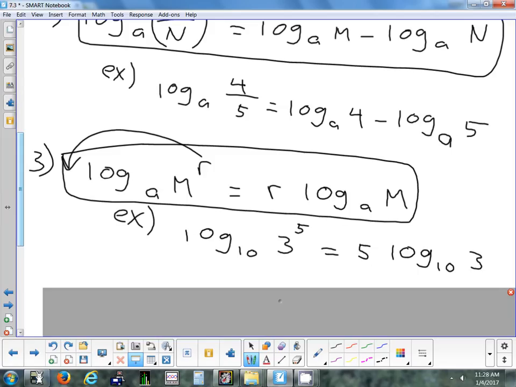So here's another example with numbers. Log base 10 of 3 to the 5th. You're allowed to take the 5 and put it in front. And if they want you to do this in a problem, I'll show you in the next step how they would write the directions. Unless they say you don't have to do step 3, but most of the time they are going to ask you to do it.